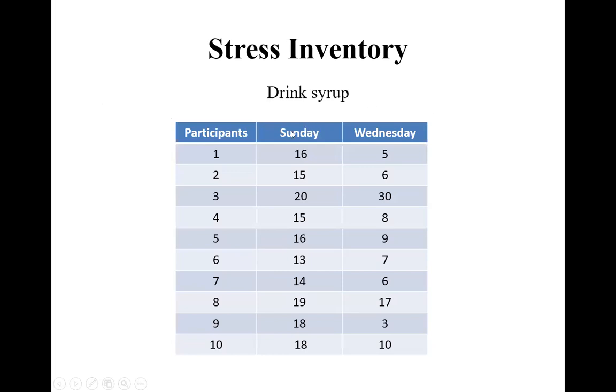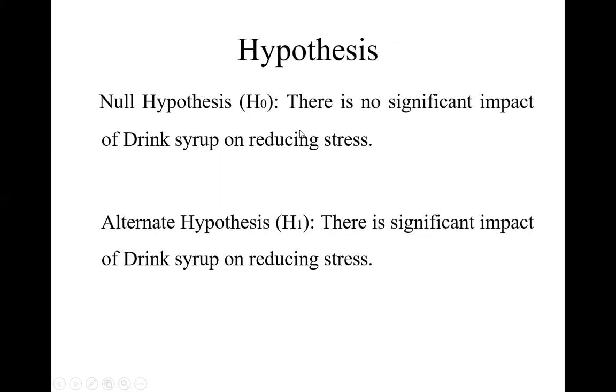We are measuring the stress level of the patient 2 times, one on Sunday and one after the 3 days. These are the observations. How do we develop the null hypothesis in a non-parametric test, the Wilcoxon signed rank test? The null hypothesis is there is no significant impact of drinking syrup on reducing stress. So there is no impact, there is no relation. But the alternate hypothesis suggests there is a significant impact of drinking syrup on reducing stress.